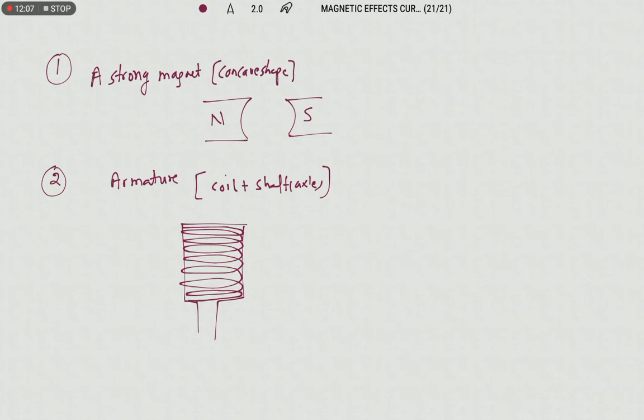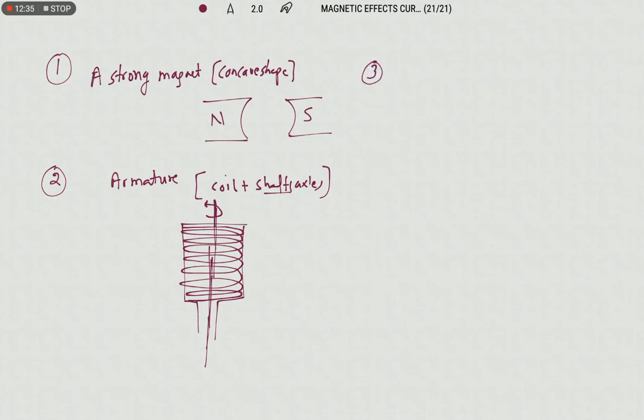And what is the shaft? The shaft is a rod or an axle on which the armature is mounted. Along with the shaft the coil is also rotating in the magnetic field. As the number of turns increases, the torque acting on the conductor will also increase, and its rotation will also be more.